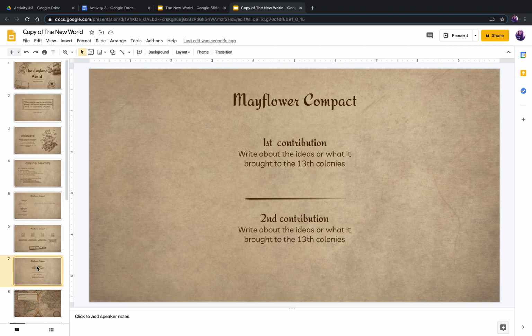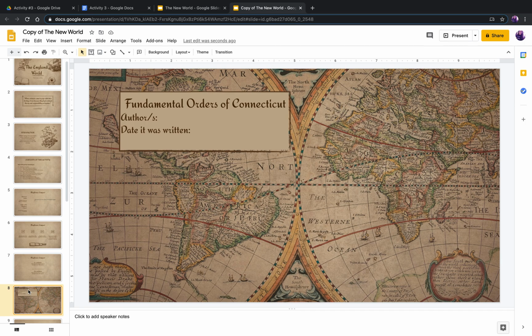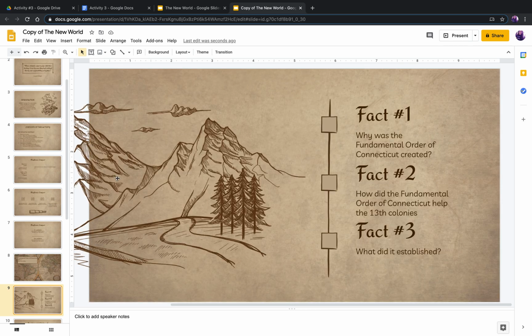So here you're just gonna write what it brought into the 13 colonies. Like, let's say the first type of government for the 13 colonies without King George III, and so on and so forth. And then we move down into the Fundamental Orders of Connecticut. Here you'll be writing the authors and the date it was written, and that's the only thing on this page. And then it goes into fact number 1, fact number 2, fact number 3.